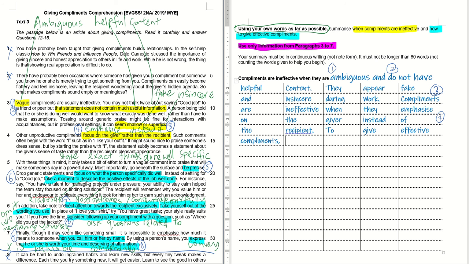Let's see. Yeah, focus on what the person did specifically well. So just state exact things done well. Okay. State the exact things done well. Should I put a comma or full stop?